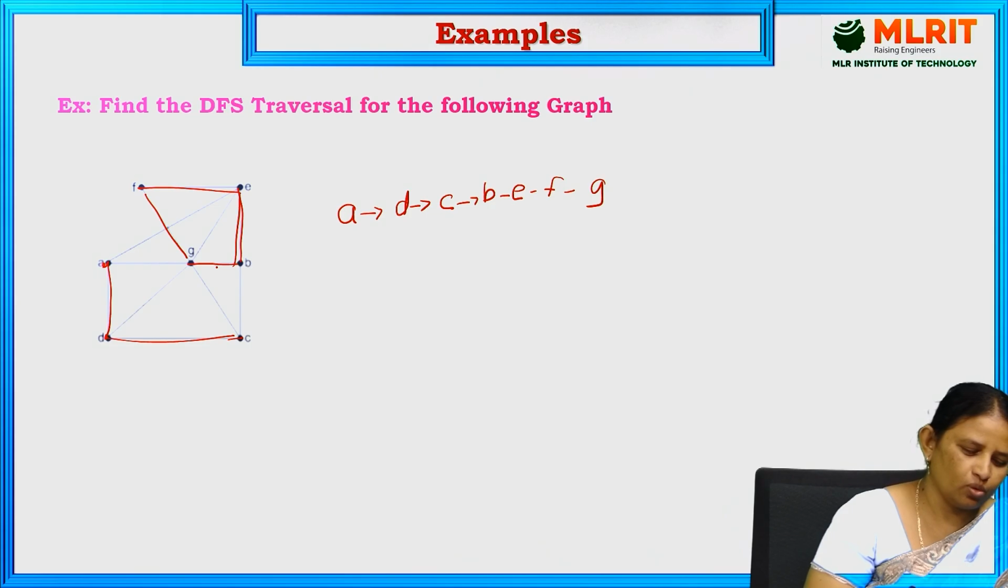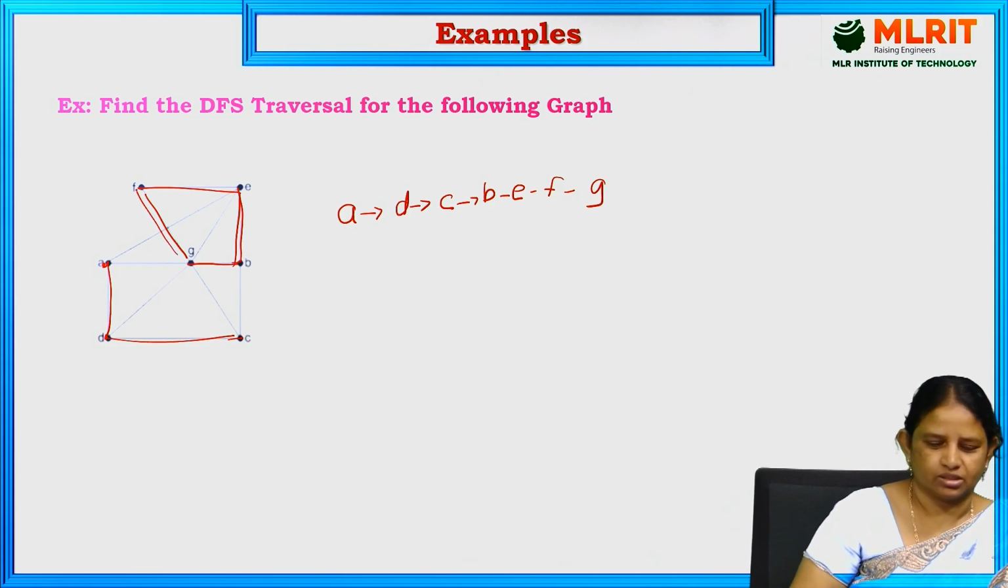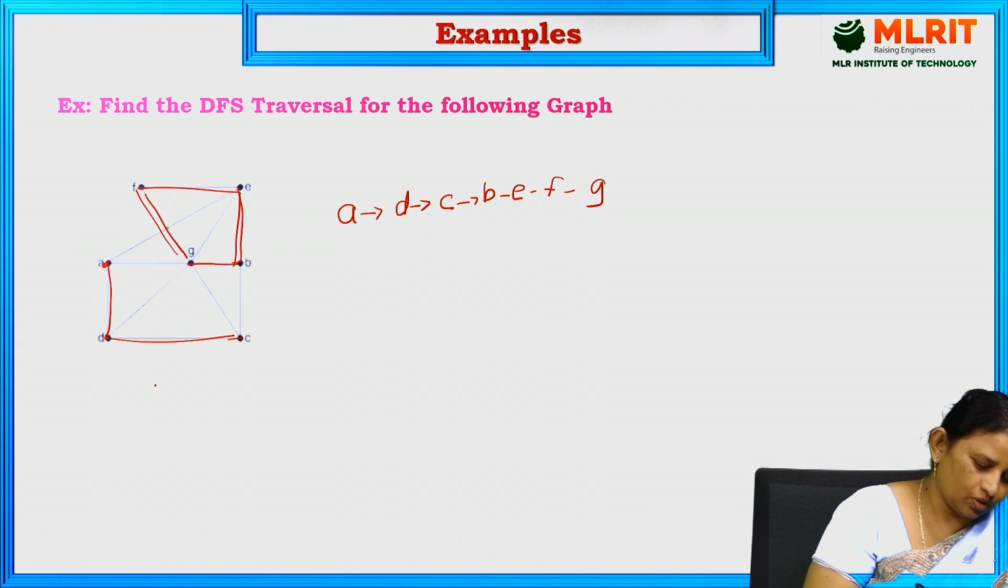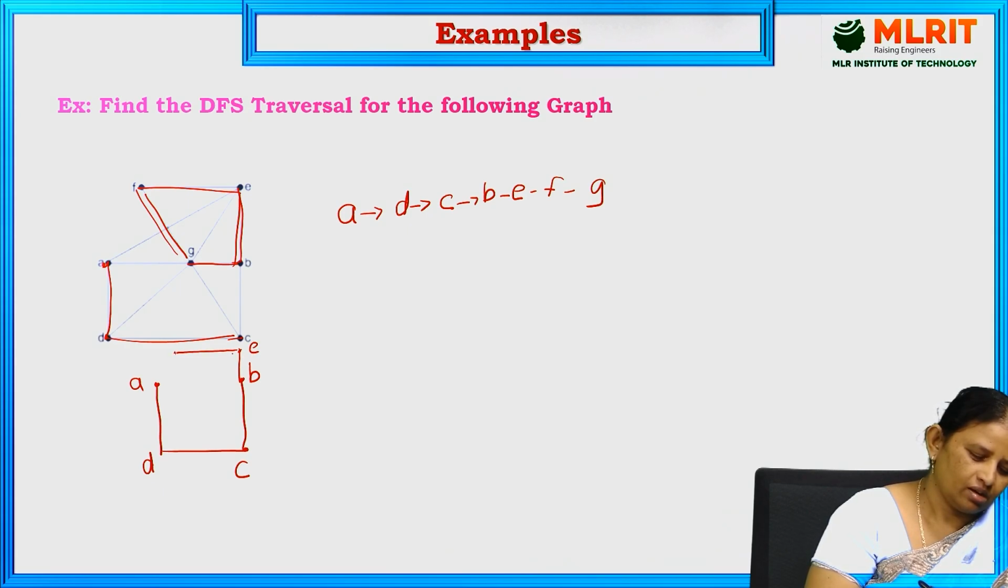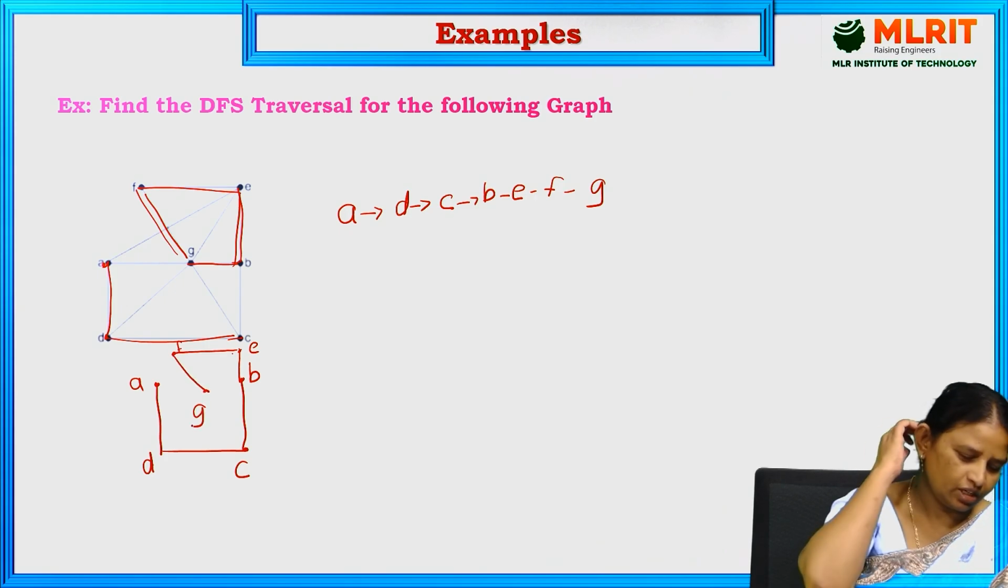So we need to go back. After that, we should not form a cycle. So first you have to start the visiting process: A to D, no cycle. So we have to go down. D to C does not form a cycle. C to B, no cycle. B to E, no cycle. E to F, no cycle. F to G, no cycle. So there is no cycle.